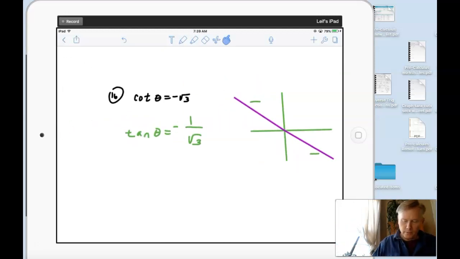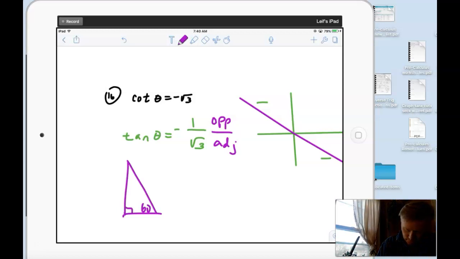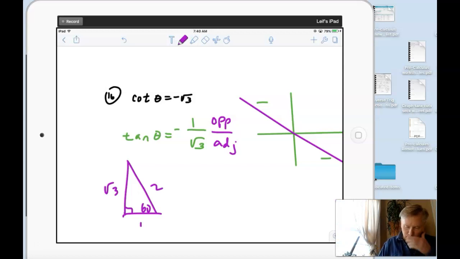Now, what's the reference angle? Remember, tangent's opposite over the adjacent. Which means, which one's opposite the 1? That's the 30. So 30 degrees is my reference.